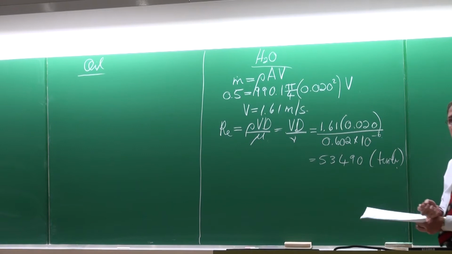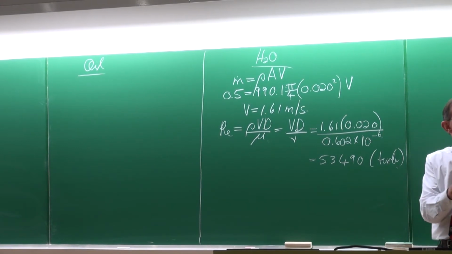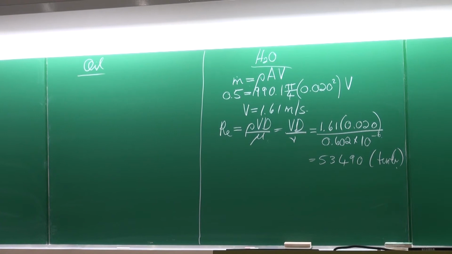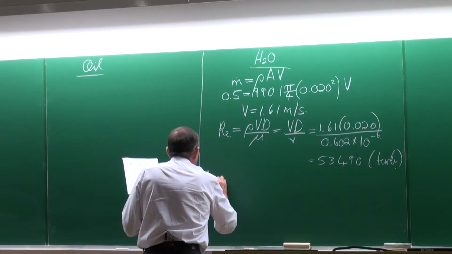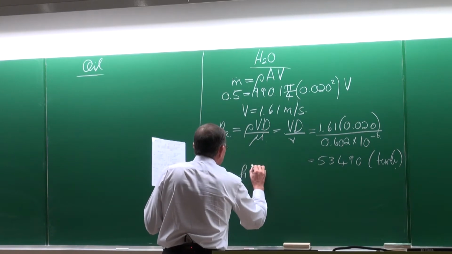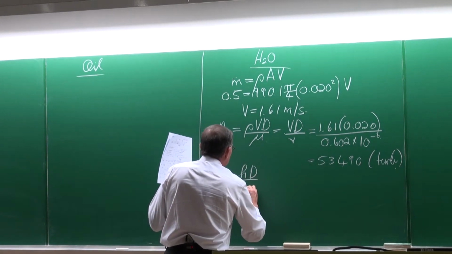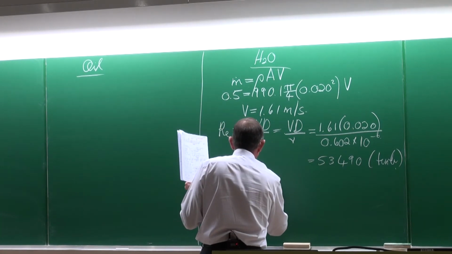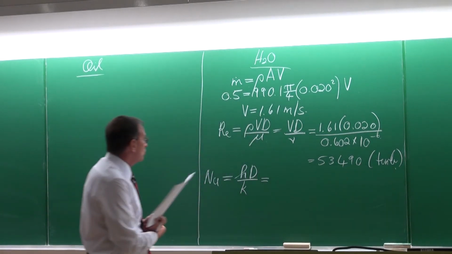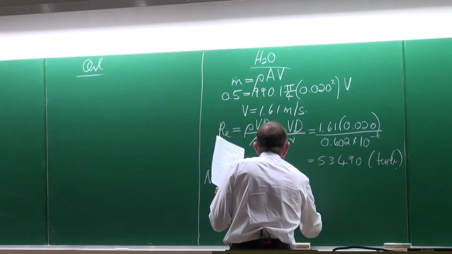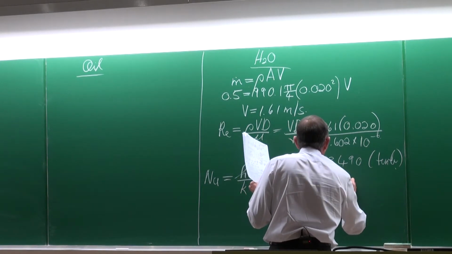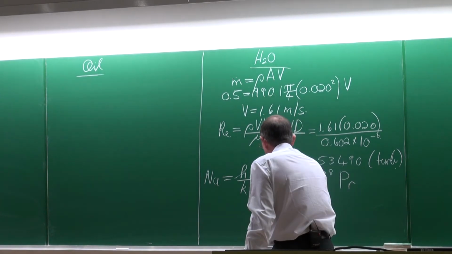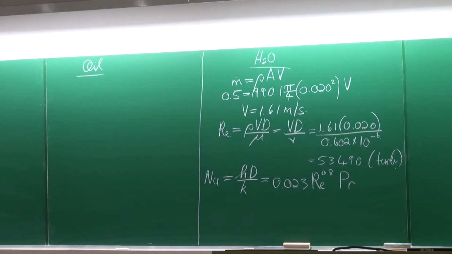The flow is turbulent, it's a circular tube. There are several equations in your textbook that you can use: the Sieder-Tate equation, the Dittus-Boelter equation, the Gnielinski equation, etc. I'm lazy, so I'm going to say the Nusselt number, which is the heat transfer coefficient multiplied by the diameter divided by the thermal conductivity, is equal to 0.023 multiplied by the Reynolds number to the power of 0.8. The Prandtl number exponent can either be 0.3 or 0.4.